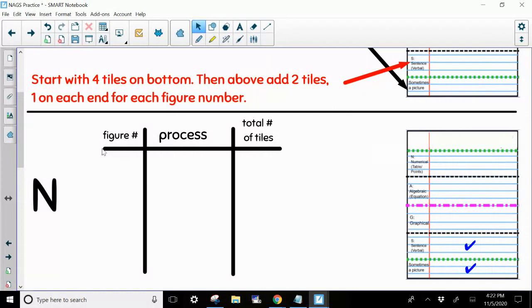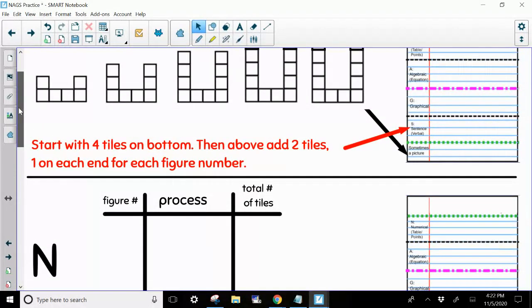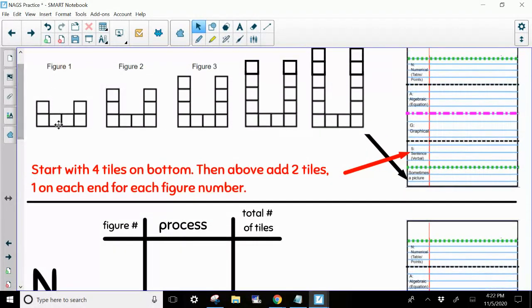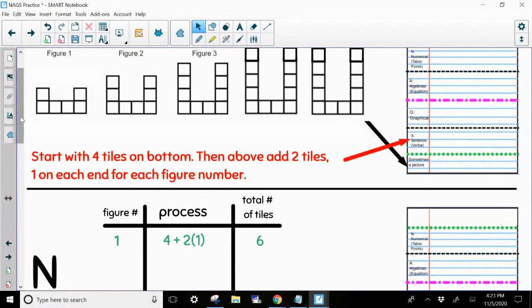Okay, so looking at our first diagram, figure 1 up here, we put our 1, and then we start with 4, and it looks like we're adding 2. And I put that 1 in parentheses because you're going to see we end up plugging that in. And 2 times 1 is 2, and 2 plus 4 is equal to 6. And as you can see up here, we have 1, 2, 3, 4, 5, 6 total tiles. So we are going to keep going with that.